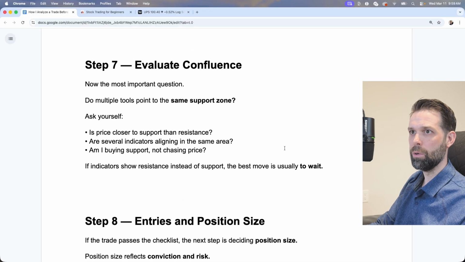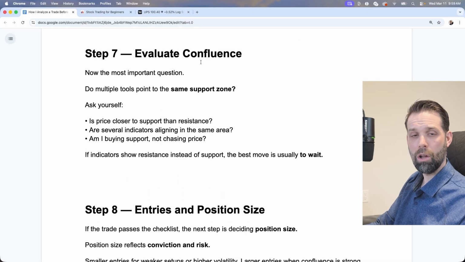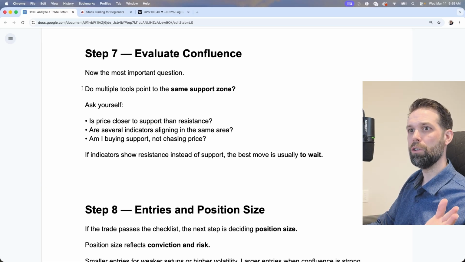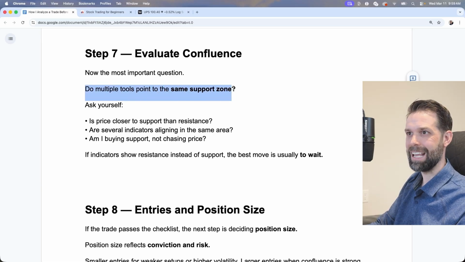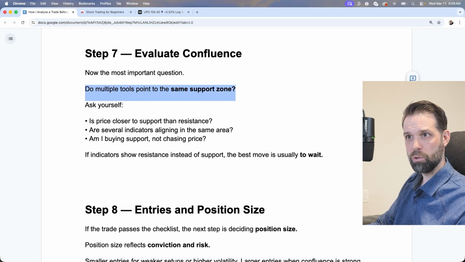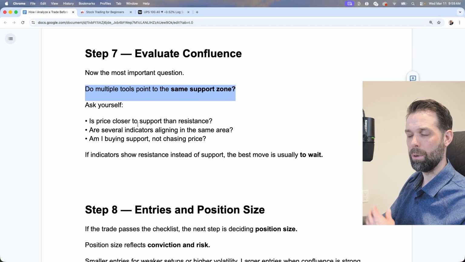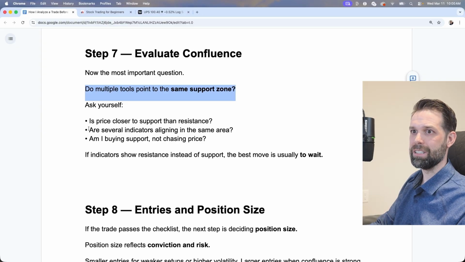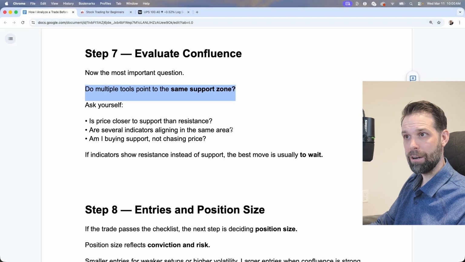And then what we want to do is look at all those tools that we applied and evaluate for confluence. Do multiple tools point to the same support zone? And then ask yourself, is price closer to support than resistance? So are we above these indicators rather than below them? Are several indicators aligning in the same area? Am I buying support? Am I not chasing price? So we only want to buy support.